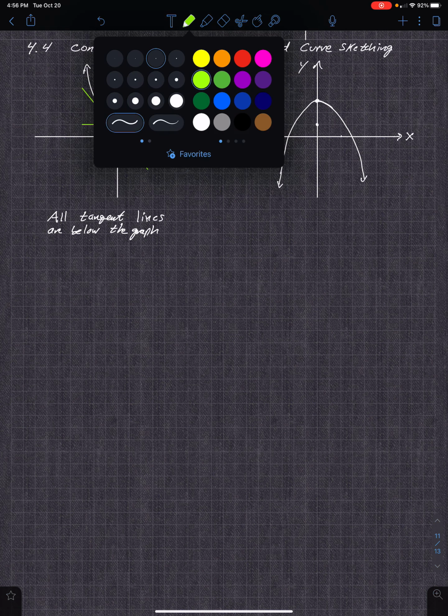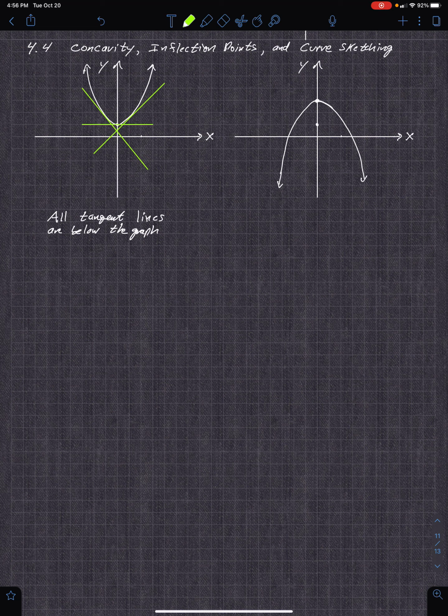So it's below everything, and then over here on this right-hand side, all tangent lines are above the graph. You can see all these tangent lines this direction are above the whole curve, the whole graph. So in this case, all tangent lines are above the graph.